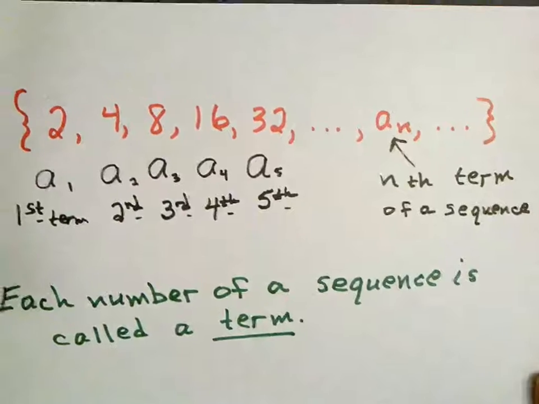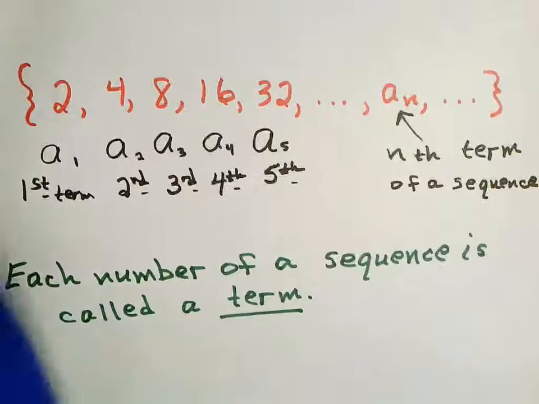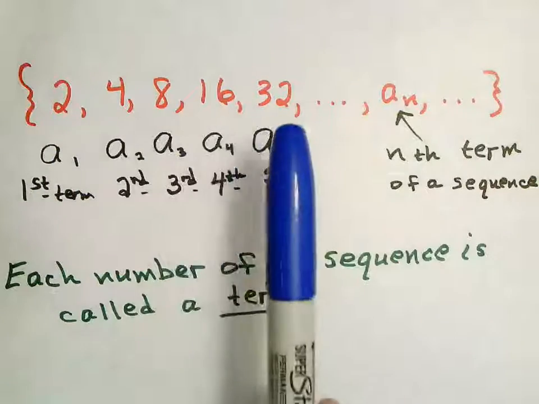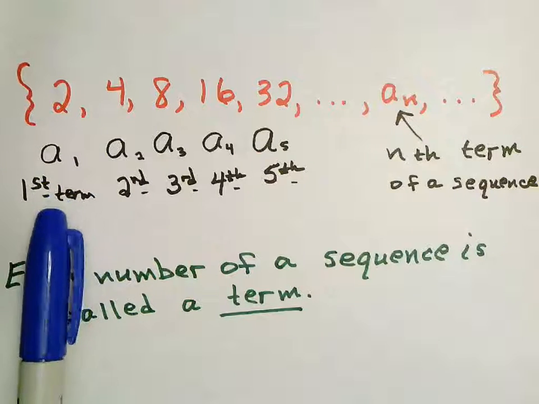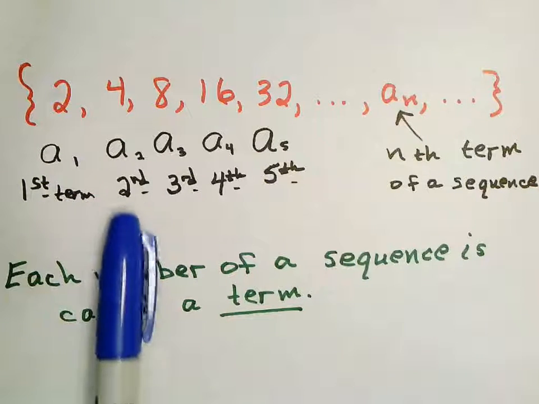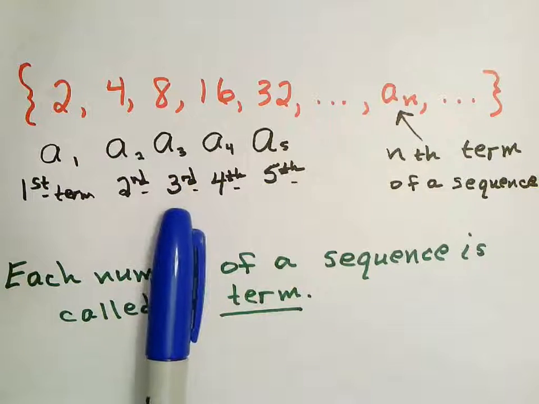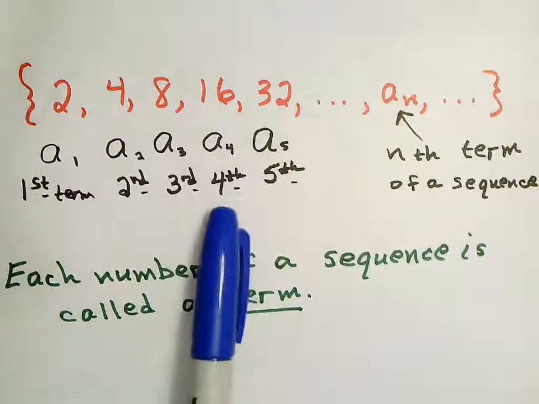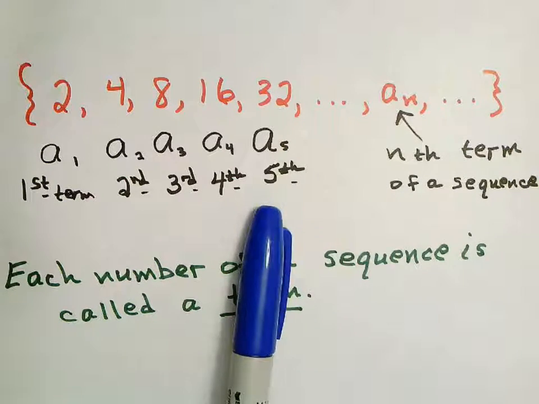Let's look at this infinite sequence again. We have 2, 4, 8, 16, 32. The first term is called the a sub 1 term. The second term is called the a sub 2 term. The third term is called the a sub 3 term. The fourth term is called the a sub 4 term. The fifth term is called the a sub 5 term.